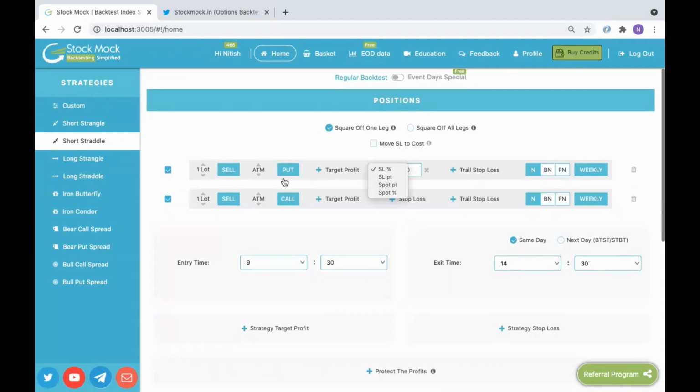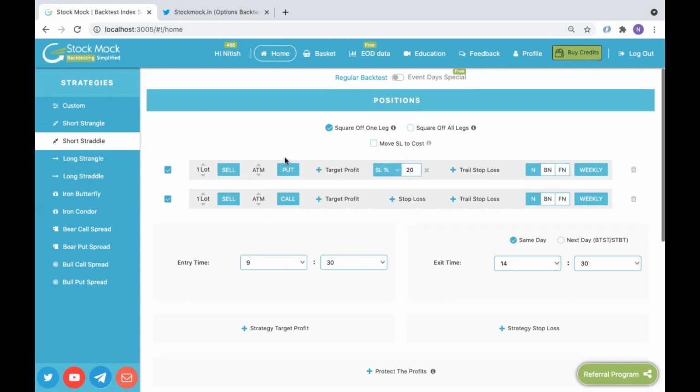It means if we would have sold a put at 100 rupees and added 10% of stop loss, your stop loss now would be 110 rupees. If you would have added 20% stop loss and your sold put was 100 rupees, your stop loss would be 120 rupees. So stop loss percentage and stop loss points were dependent upon what premium you have sold for that particular leg.